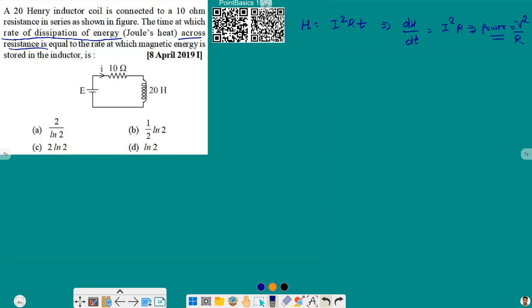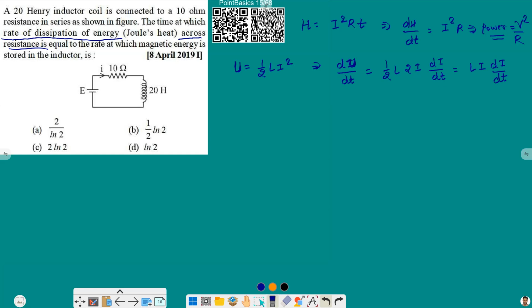And the rate at which magnetic energy is stored in the inductor. Now the energy stored in an inductor, that U, it is magnetic energy, and it is equal to half L I squared. And we have been asked the rate at which magnetic energy is stored, so we have to find out dU by dt, and that will be half L into the derivative of I squared, because only current is changing here with time, so twice of I into dI by dt, so it will be L I dI by dt.